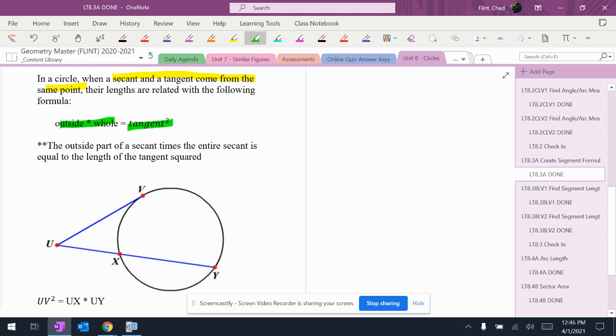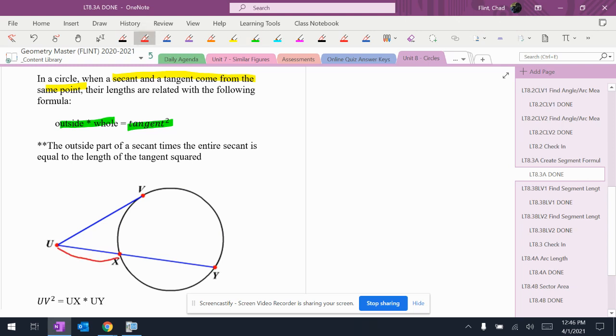But what happens is you can't have an outside and a whole for a tangent, because the outside and the whole are literally the same thing. So what happens here is instead of saying outside times whole equals outside times whole, and then having to remember that the outside and the whole of the tangent are the same, we have this shorter version, which is outside times whole equals tangent squared. And again, this is because we have similar triangles that we can draw in here if we want to go into a real complicated process.